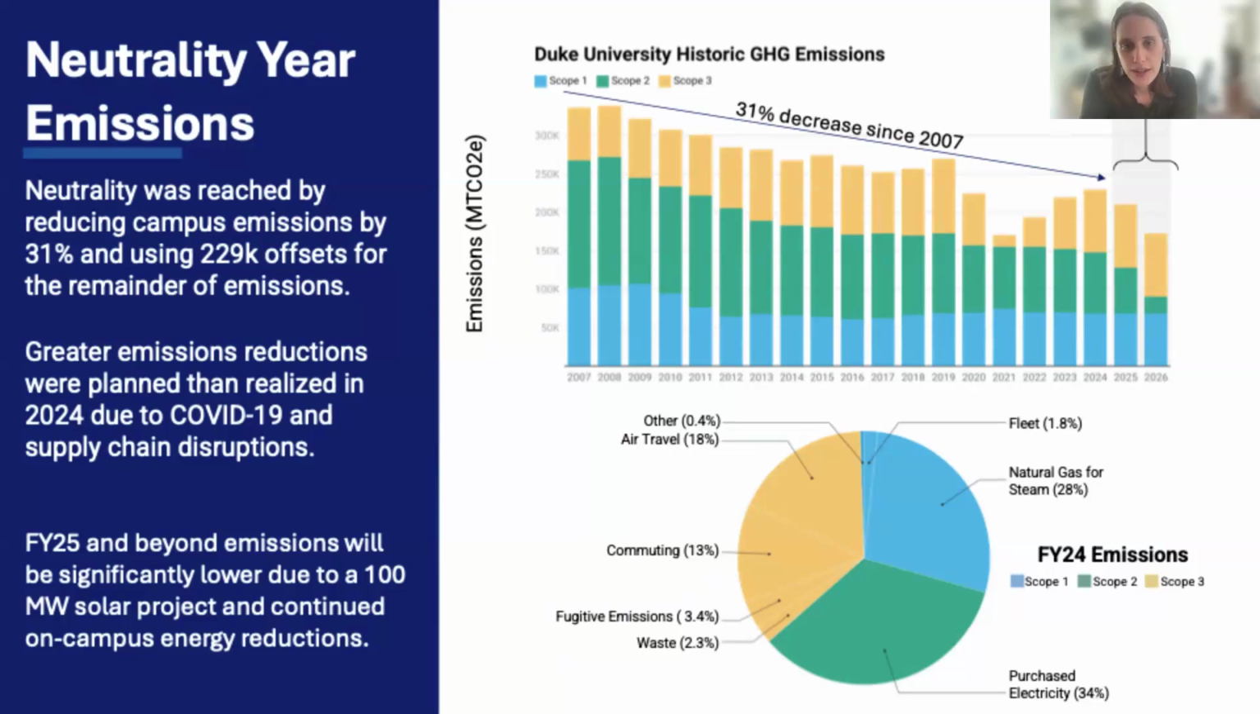You can see in the far right, there's a 2025 solar project. We had planned for the solar project that's built in Western North Carolina to come online earlier so we could use it towards our neutrality year, but that was delayed due to COVID and supply chain disruptions. And so that's coming online next year. And then that pie chart shows the breakdown of all of the categories within our greenhouse gas accounting. You can see that natural gas is about a third, purchased electricity is about a third, and then air travel and commuting make up most of our scope 3 emissions.